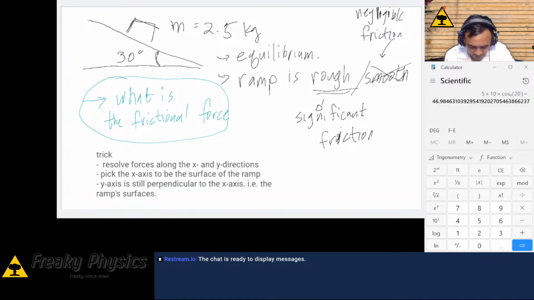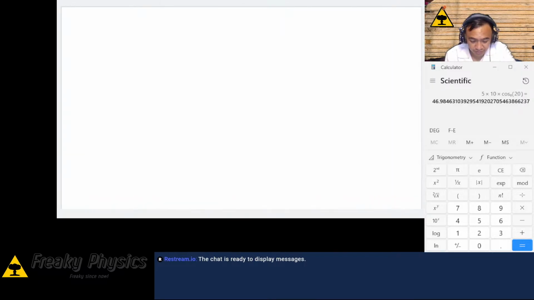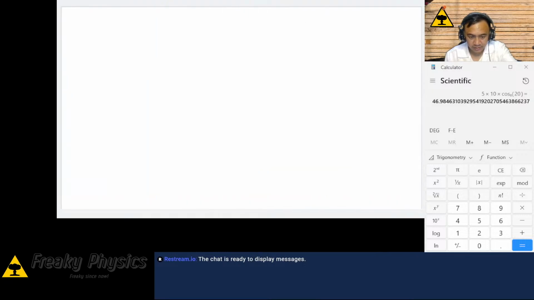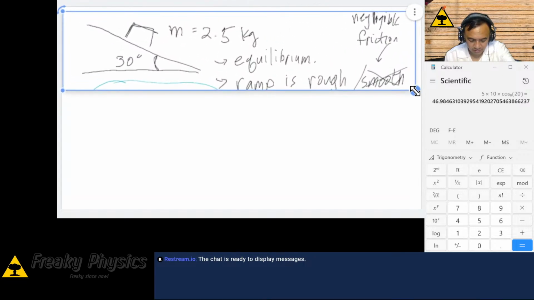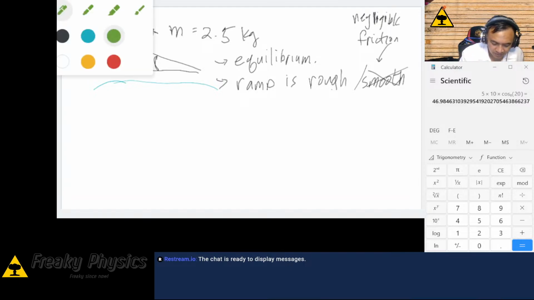Now, if we revisit this problem, we know that the frictional force was already solved beforehand. I'm going to add a different problem here now. So with this same information, I can give you the exact same thing and ask you a different problem.